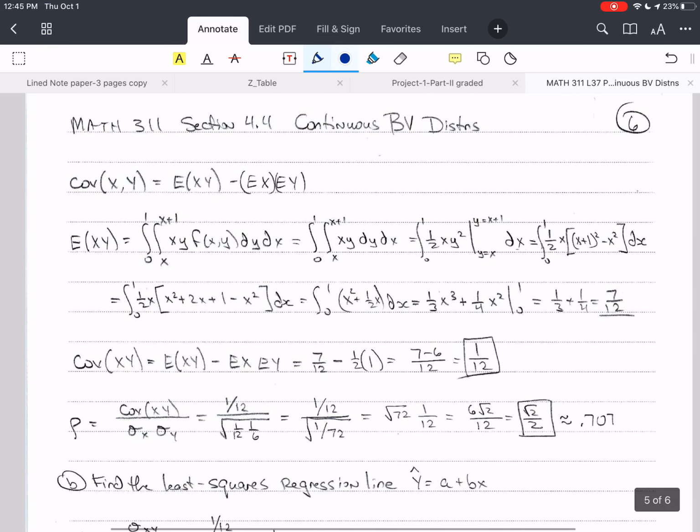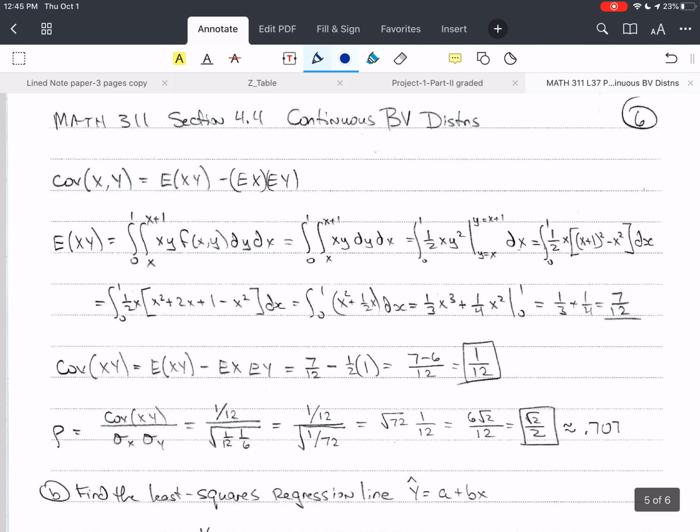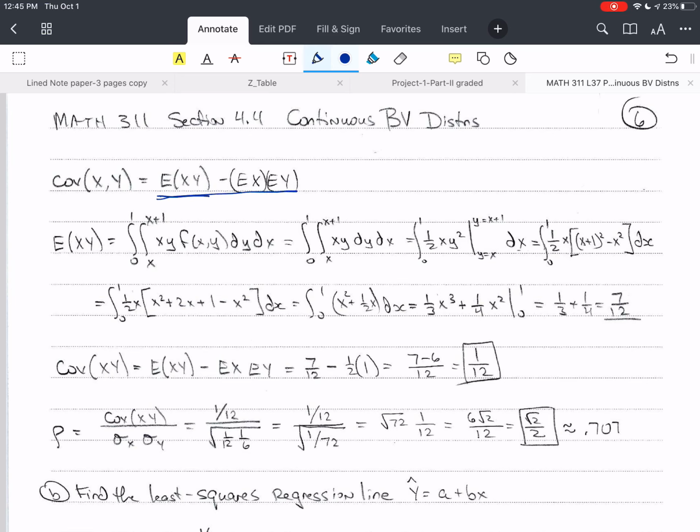Now we want to find the covariance of x and y. Again, I want you to do this in pieces. I want you to find E of xy first, and then use this formula to find the covariance. Again, this is a less chance of error, so I strongly suggest it. All right, so I have xy times f of xy dy dx. I'm doing dy first because I have to define it in terms of x.